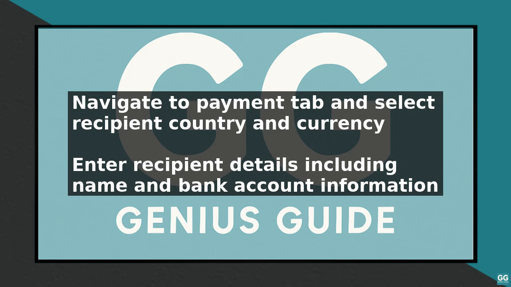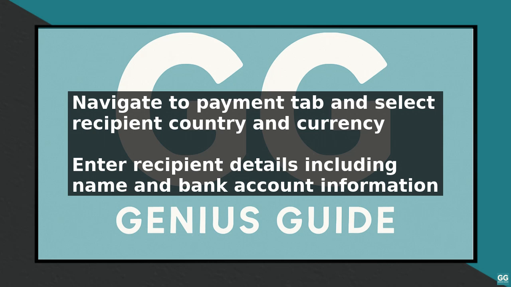To transfer money, navigate to the Payment tab in the Revolut app. Then select the recipient's country and currency. Enter the recipient's details, including their name, address, and bank account information. You can also add a reference or description for the transfer.